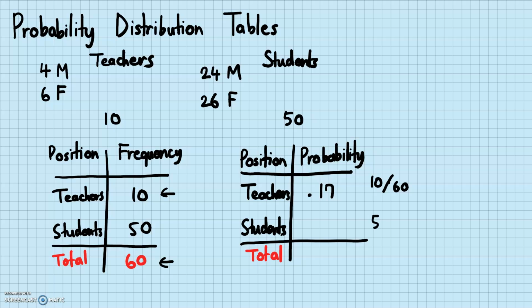For the student part, again, you divide the frequency by the total, and you're going to get 0.83.